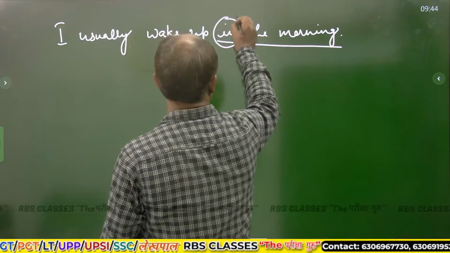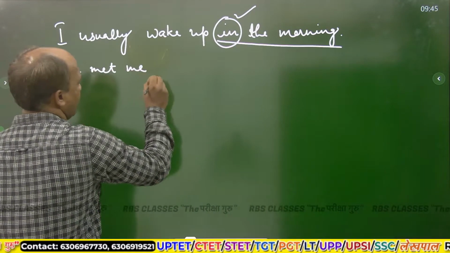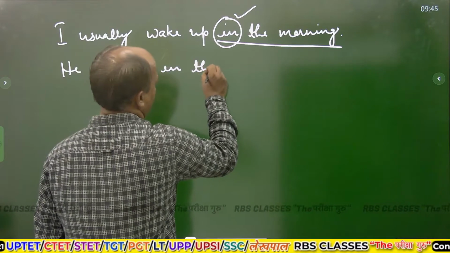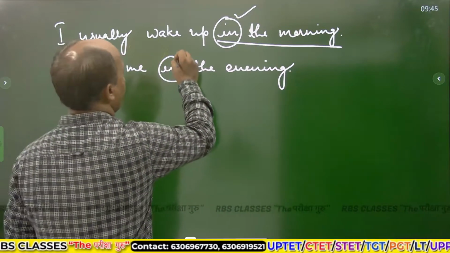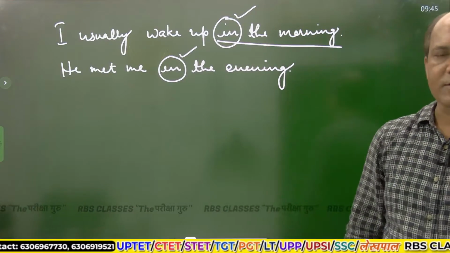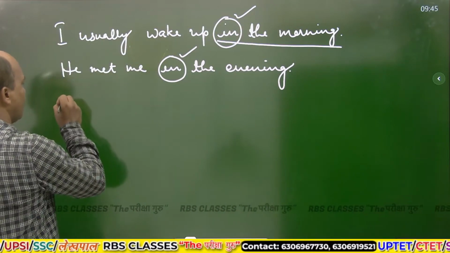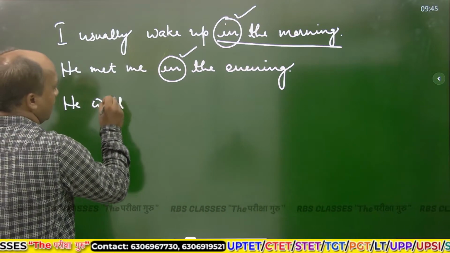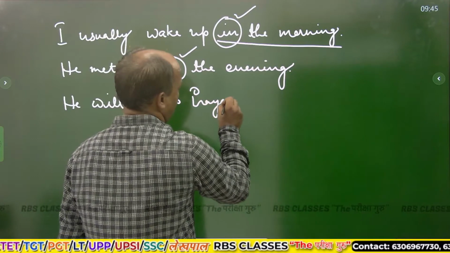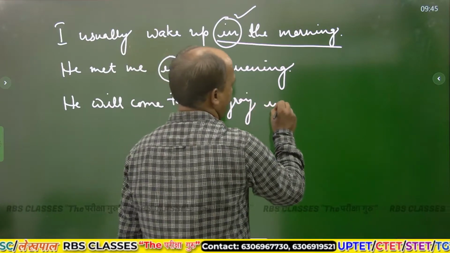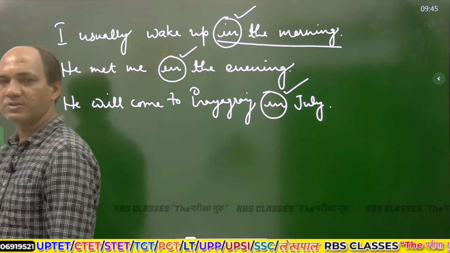ठीक है, तो हियर यू कैन सी he met me in the evening. वो हमें शाम को मिला. इवनिंग इज ऑल्सो अ पर्टिकुलर पीरियड ऑफ टाइम. ठीक है, he will come to Prayagraj in July. बस जुलाई में प्रयागराज आएगा.